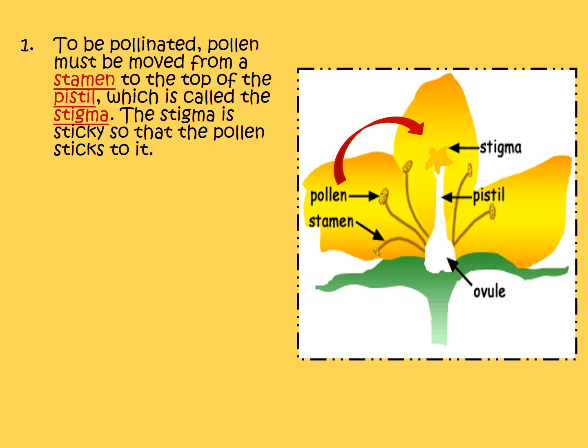So step 1. To be pollinated, pollen must be moved from a stamen to the top of the pistil, which is called the stigma. The stigma is sticky, so the pollen sticks to it. So let's look at this in our picture. First, pollen starts in the stamen, and then it must move to the top of the pistil, which is called the stigma. Stigma is sticky, so the pollen is able to stick.